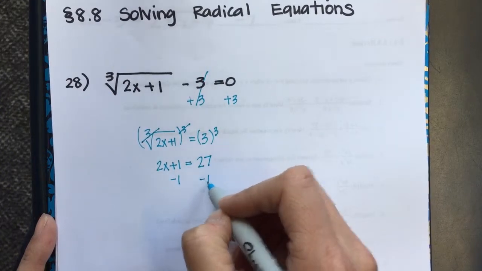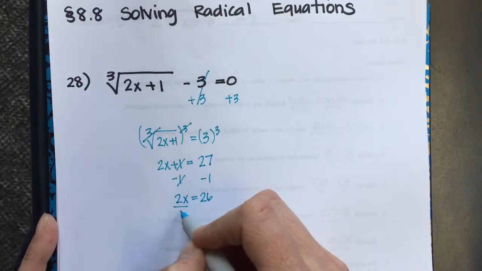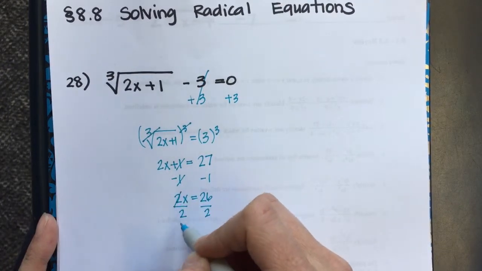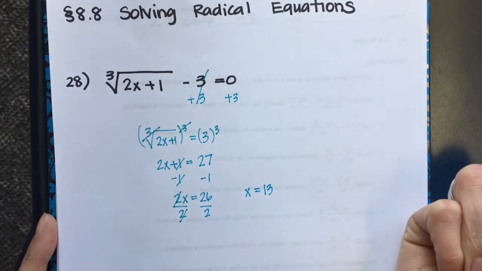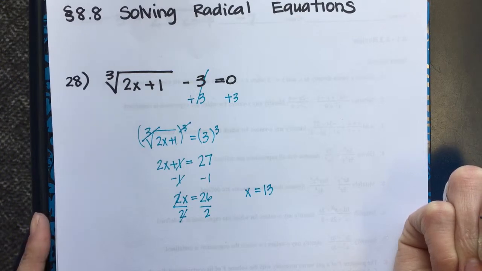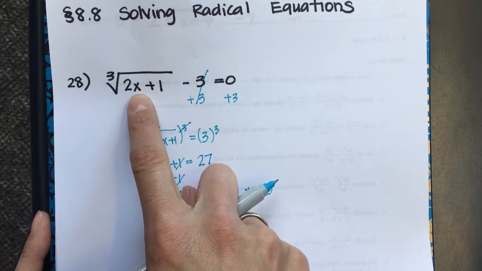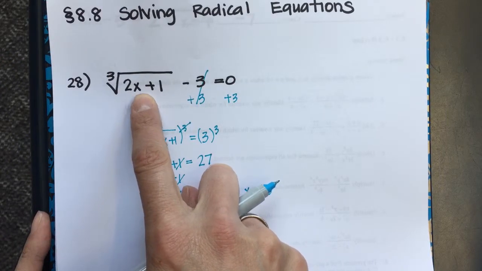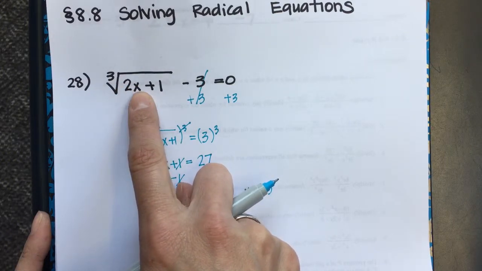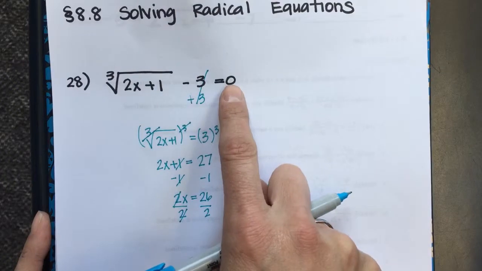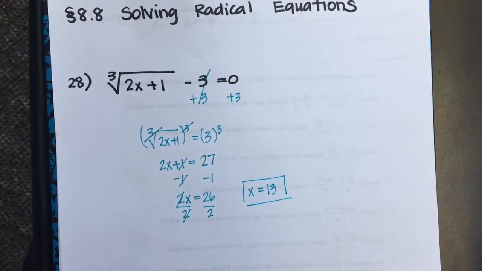So subtract 1 and divide. 26 divided by 2 is 13. You always want to plug it back in to check. They're not always going to work. So if I substitute 13 in for x, 2 times 13 is 26, plus 1 is 27. Then we're going to take the third root of 27. The third root of 27 is 3, minus 3 is indeed 0. So x equals 13 is a valid solution for that radical.